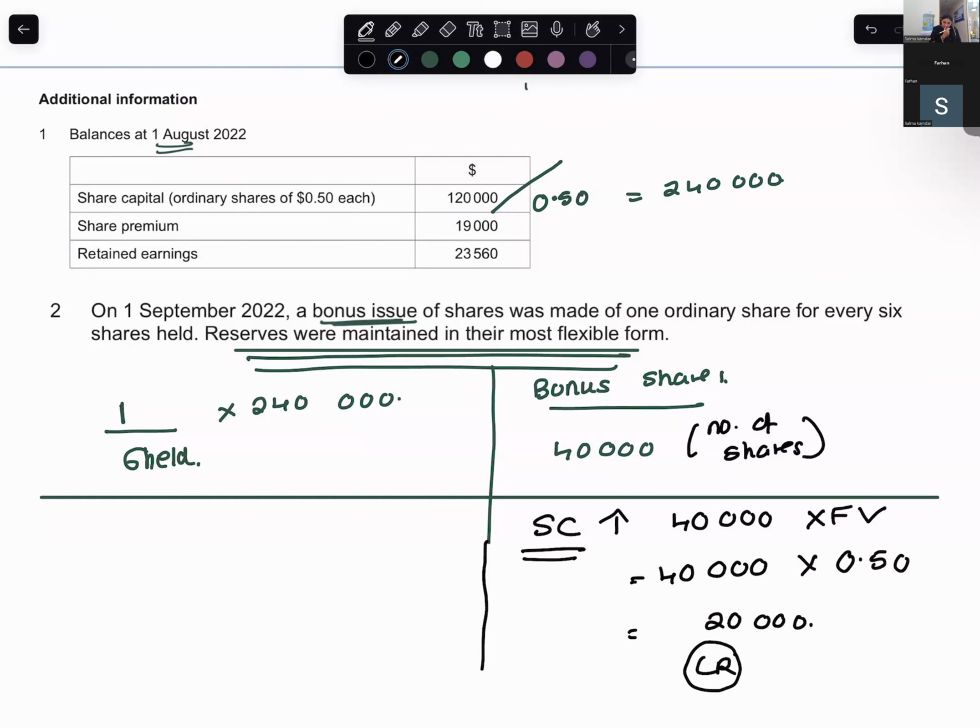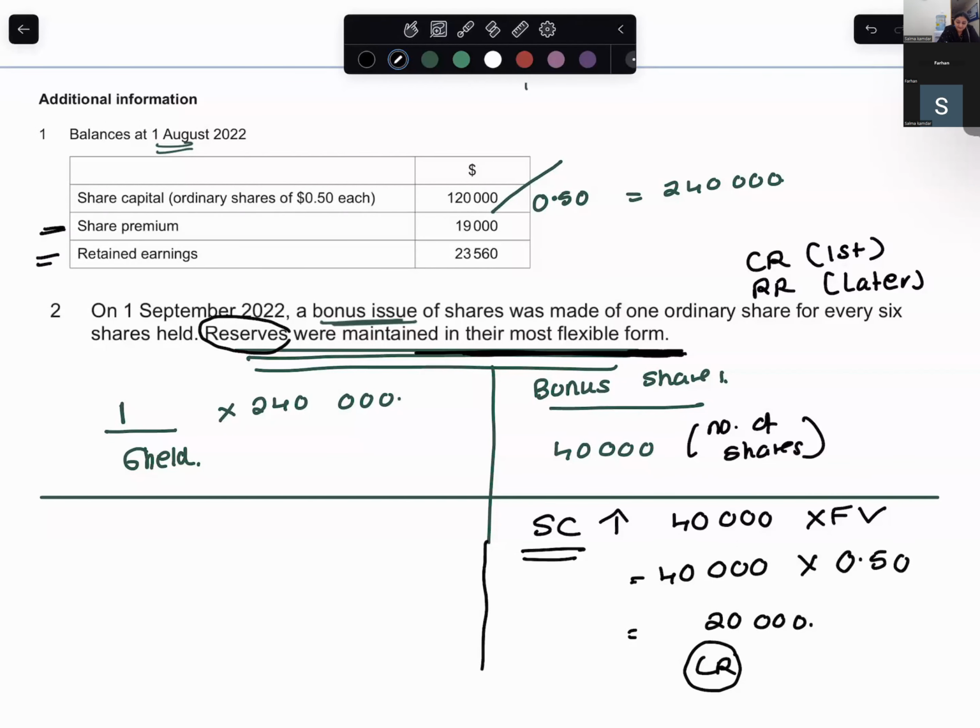Debit is going to be... Is any money coming in? No, there's no money coming in. That means you're going to use your reserves. And you have to maintain reserves in the most flexible form, which means revenue reserves will come first. No, if you have to use reserves in the most flexible form, so capital reserves will be used first, revenue reserves later. Yes. So these are the reserves that you have.